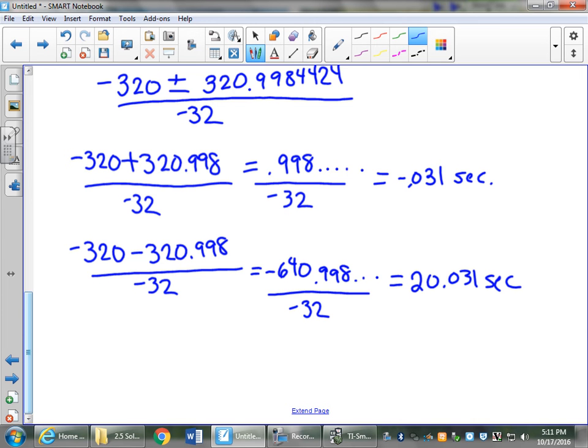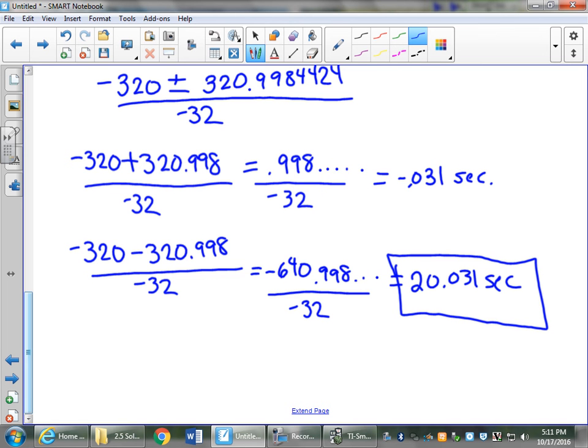Only one of these makes sense. So we're trying to figure out how long until that bolt shot from the crossbow hits the ground. It should not take a negative amount of time for it to hit the ground. So the answer, even though I wrote both of them down, I'm going to put a box around the one that actually makes sense. So it'll take a little over 20 seconds for it to hit the ground.